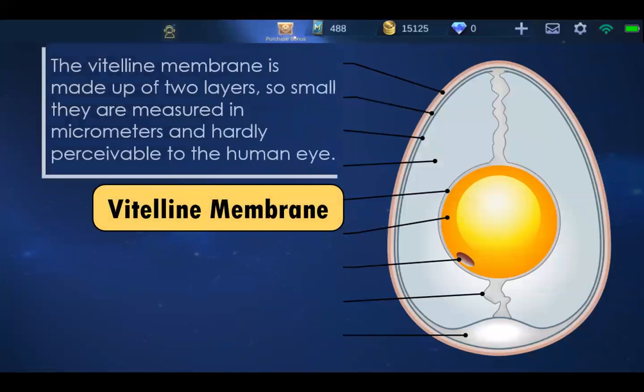The vitelline membrane is made up of two layers, so small they are measured in micrometers and hardly perceivable to the human eye. The vitelline membrane's inner layer is thicker, coating the surface of the yolk in parallel strings of 1 to 3.5 micrometer thick casings. The outer layer of the vitelline membrane is thinner and more delicate of the two, averaging measurements around 0.3 to 0.5 micrometer for its individual sublayer.